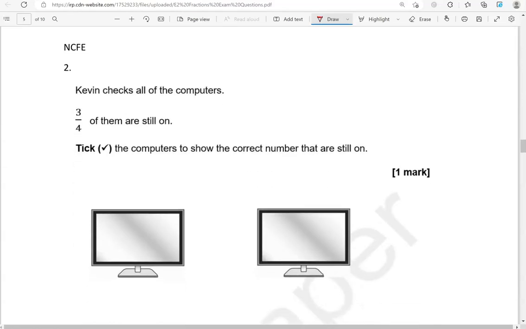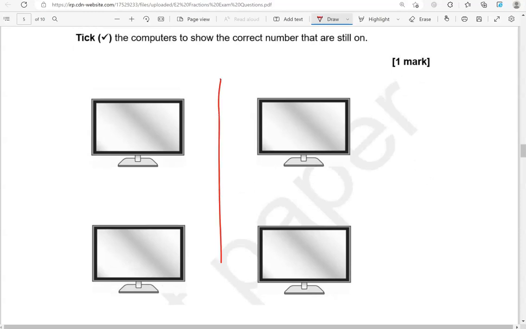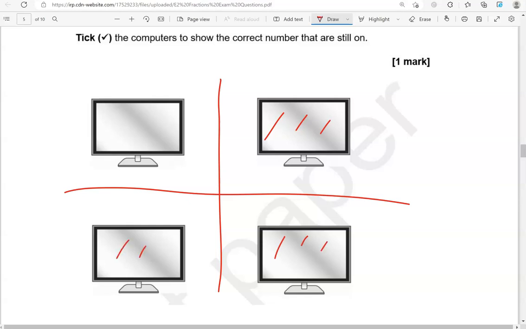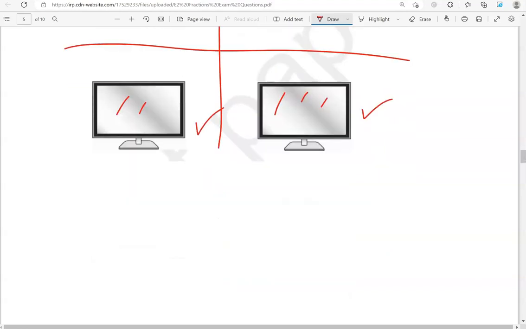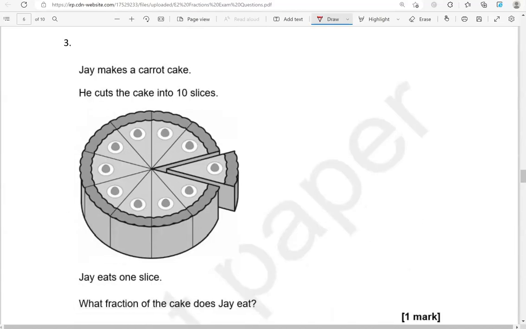Kevin checks all of the computers. 3/4 of them are still on. Tick the computers to show the correct number that are still on. So we've got 4 of them. So if we split this into quarters, then we have 1, 2, 3. So 3/4, that would be 3 out of the 4. So we can just tick 3 of them, any 3. Doesn't have to be these 3. As long as you tick 3 of them, you've answered it correctly.